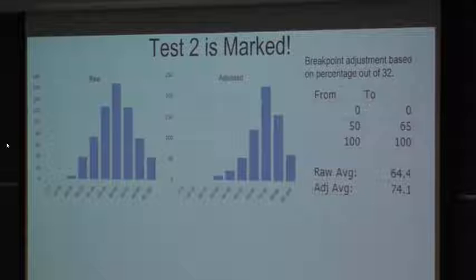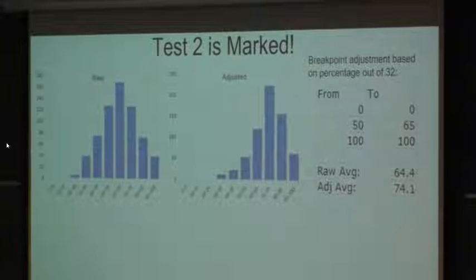So if you got 0, you got 0, so there's no boost. If you got 100%, you got 100%, there's no boost. If you got 50%, you got a 15% boost. And then there's a linear interpolation between these. So if you got, for example, 25%, you'd get a 7.5% boost. If you got 75%, you'd get a 7.5% boost, etc. Just plug this in.